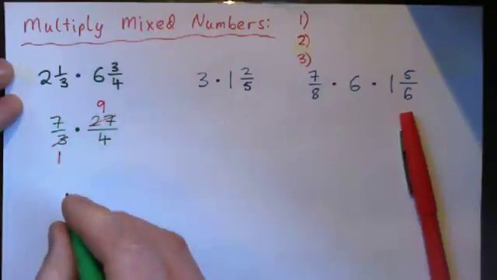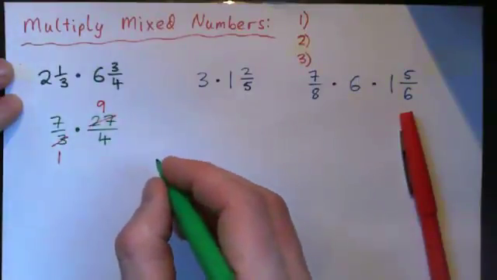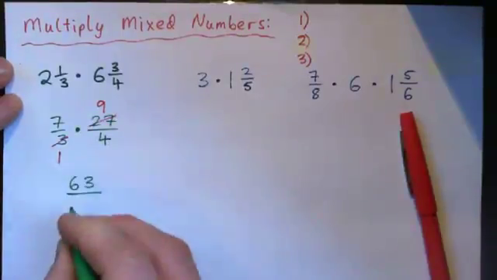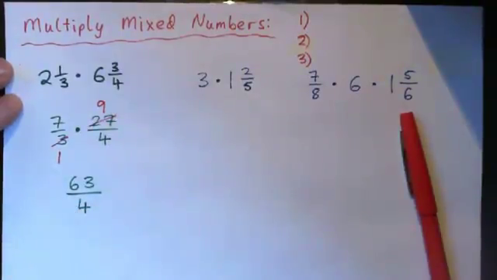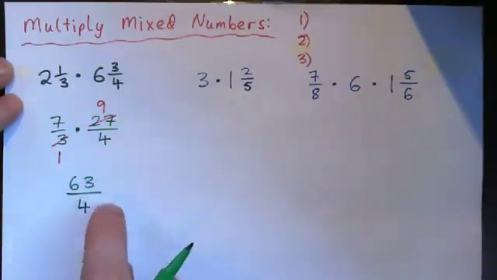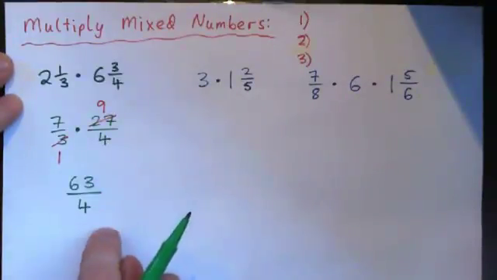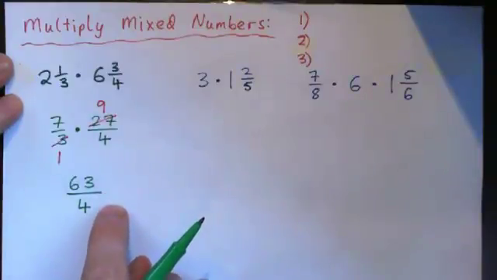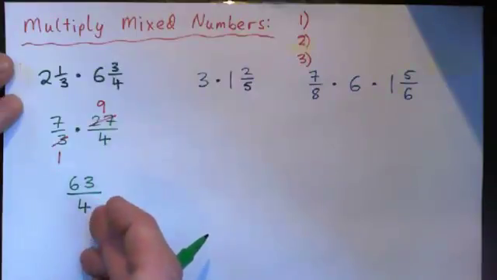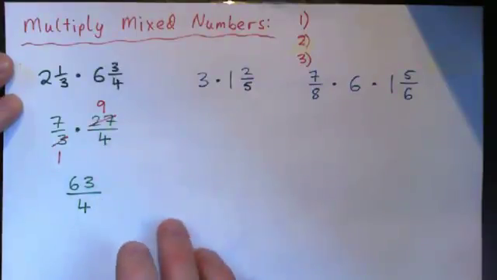So 7 times 9 on the top gives us 63, and on the bottom 1 times 4 is 4. And I'm actually going to write this answer as a mixed number as well, just for the fun of it, just for the practice. So please in your homework also do this. Or sorry, let me say this again. If your answer turns out to be an improper fraction, please also give it as a mixed number, okay?